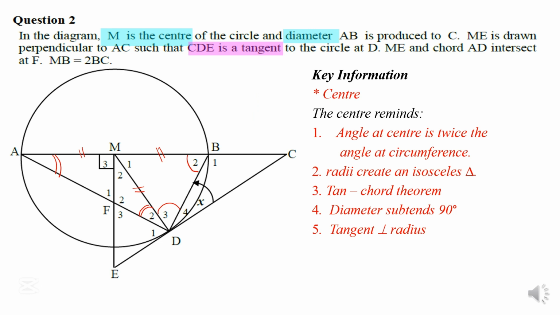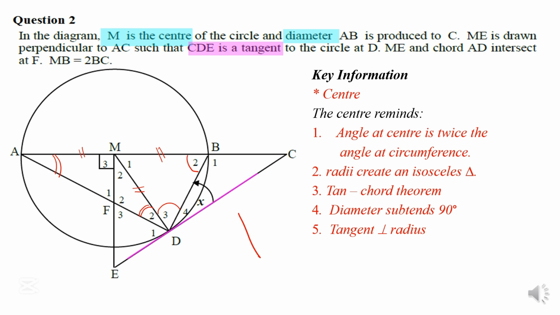That is the tan-chord theorem. So how do I know that there is a tan-chord theorem in the diagram? They won't say, oh, here is the tan-chord theorem. No, the question will tell you one item: line CDE is a tangent. Once they tell me that line CDE is a tangent, then on my own, I will know what it means, and I'll also know which angles are equal in my diagram.